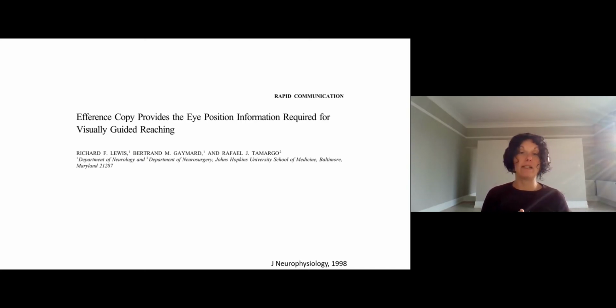From neurophysiology studies in animals, it was proposed that efferentoscopy, which is another name for the corollary discharge, provides the eye position information required for visually guided reaching. So ocular proprioception is not necessary for this task. These results were obtained after cutting the ophthalmic branch of the trigeminal nerve, which I told you in part 1 brings ocular proprioceptive information to the central nervous system.